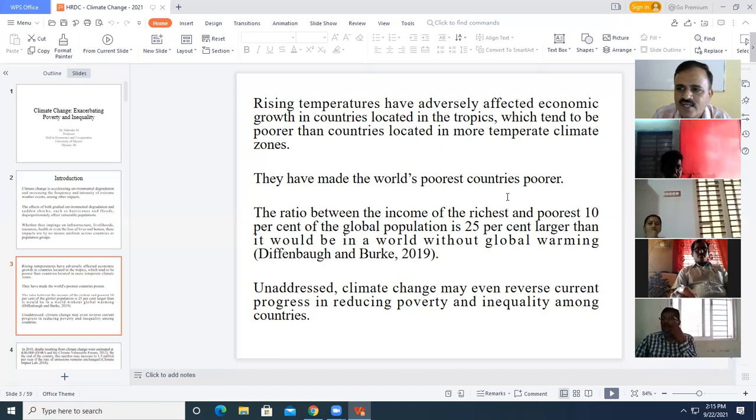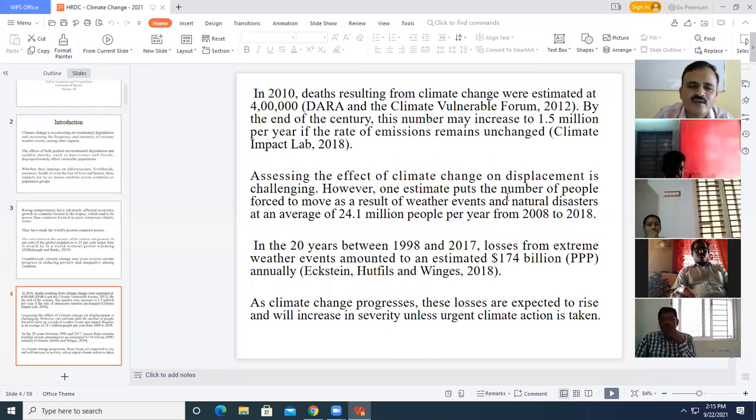So hence there is an urgent need to address this problem of climate change. And related to the impact, one more impact other than the income related effects: in 2010, deaths resulting from climate change were estimated at 4 lakh. By the end of this century, this number may increase to 1.5 million per year if the rate of emission remains unchanged.